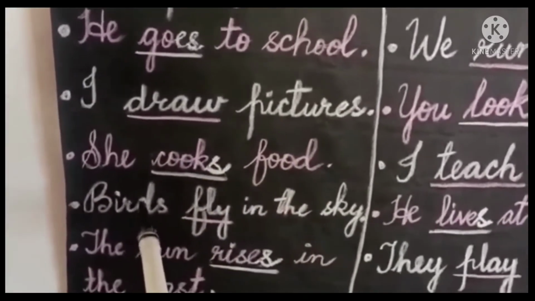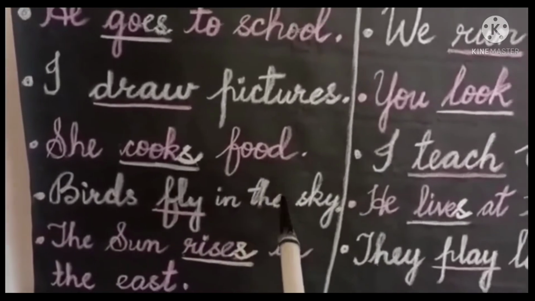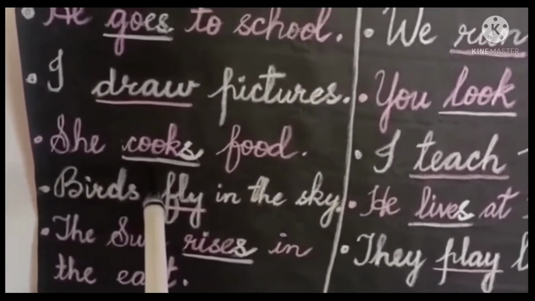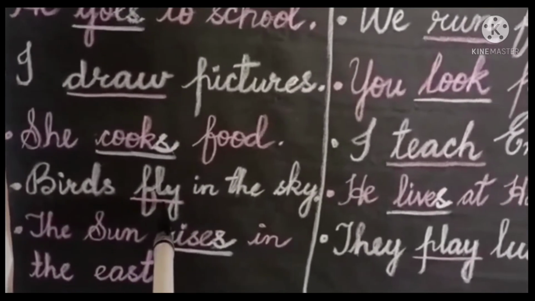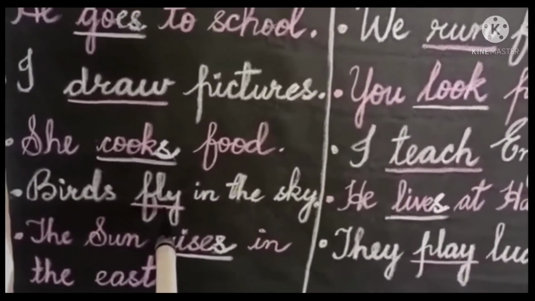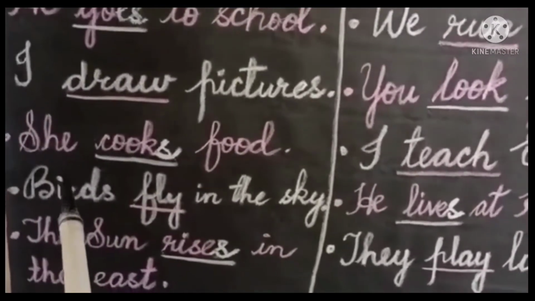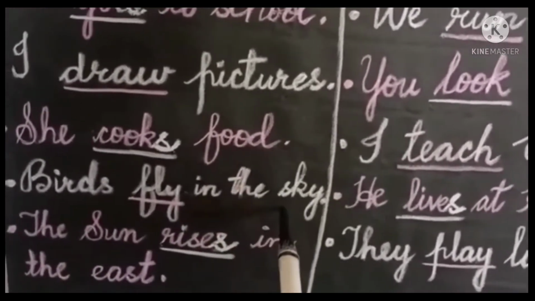Next example, birds fly in the sky. You see birds, it stands for so many birds. It is a plural subject. So here we have used the verb fly, first form of the verb, but we have not added any s, es or ies. So the sentence becomes, birds fly in the sky.